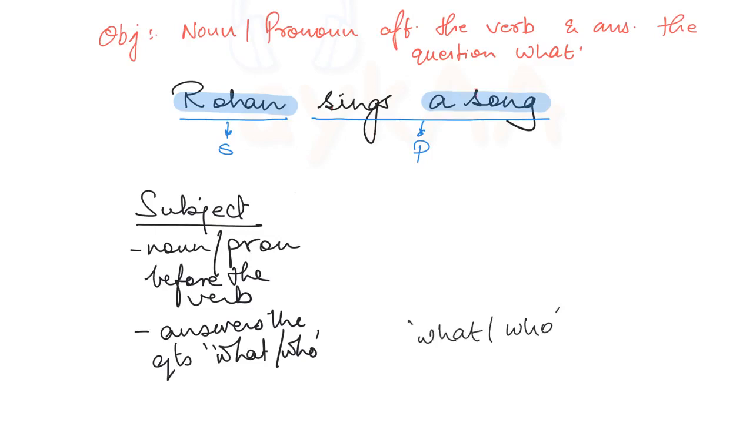Subject is the noun or the pronoun before the verb, and object is the noun or the pronoun after the verb. Of course, they should answer the question what or who. This is the difference between a subject and an object.